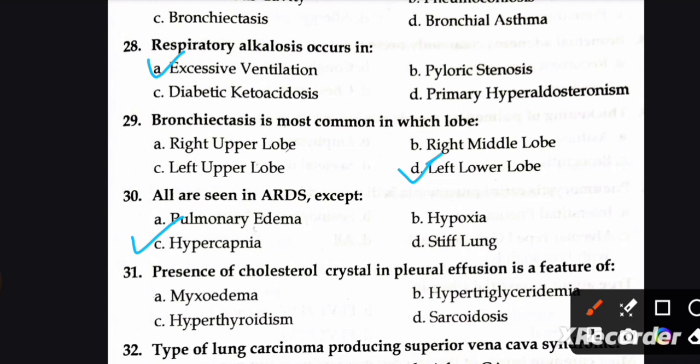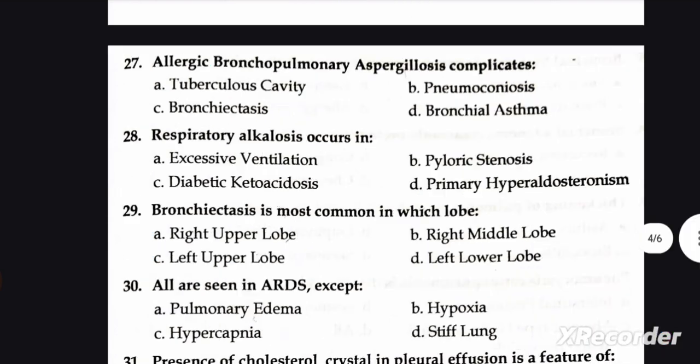Next question is presence of cholesterol crystal in pleural effusion is feature of A myxedema, B hypertriglyceridemia, C hypothyroidism and D sarcoidosis. Right option is A, myxedema.